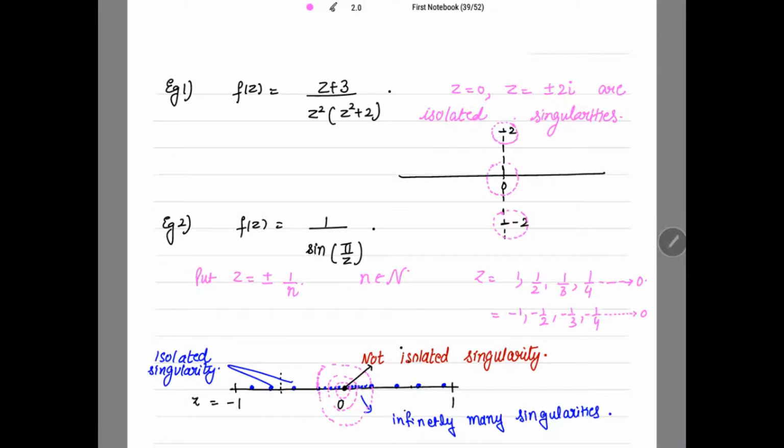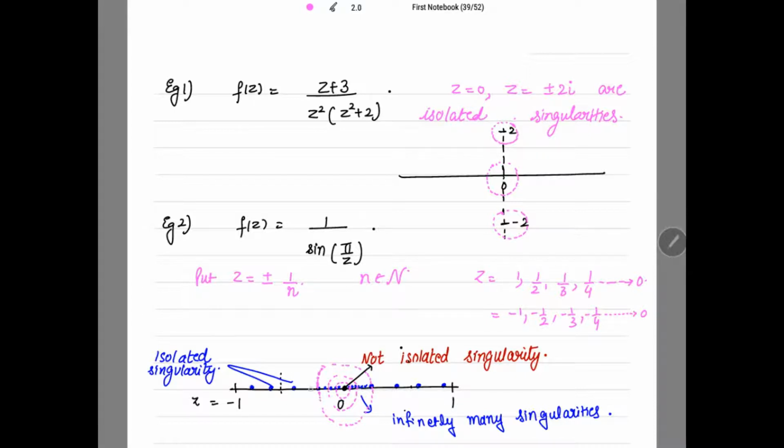Now all these are singularities of this function. Now check whether these singularities are isolated or not. So here is my number line. What is the range for z? It is from minus 1 to 1, right? And all these singularities are between minus 1 and 1.